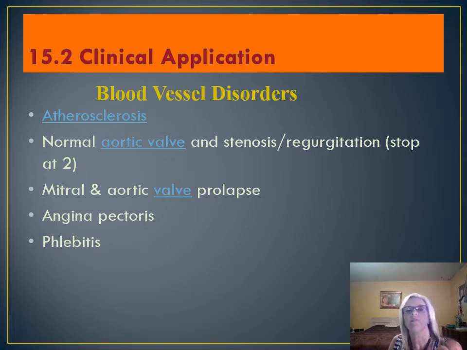Phlebitis is an inflammation of the veins. This is pretty common, and this can occur due to infection, injury, or just sometimes an unknown cause. Blood flow to the right side of the heart muscle can decrease due to constriction of the right coronary artery, and decreased blood flow to the heart results, and we call that ischemia.